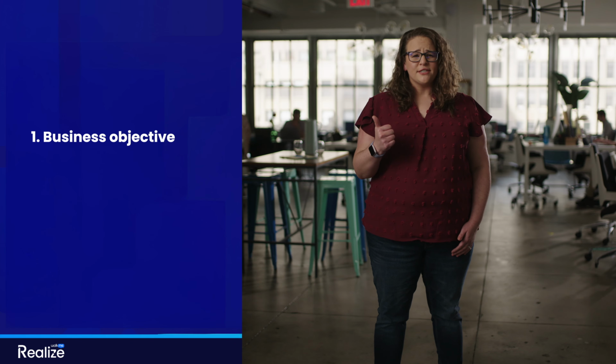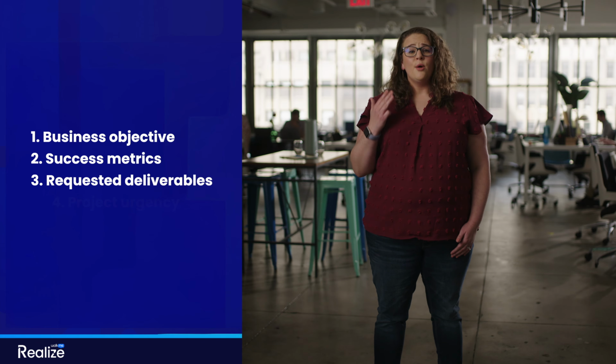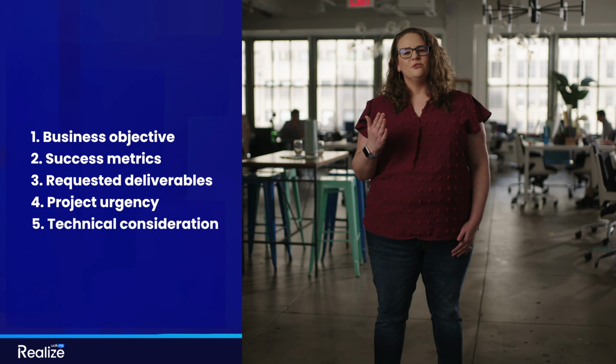I'll go first. Picture this. Your organization constantly submits tasks with critical details missing. People are wasting time in clarification meetings when they could be actually doing the work. The culprits? These 5 key details that nobody ever remembers to include: business objective, success metrics, requested deliverables, project urgency, and technical considerations. And my template tip solves this problem completely.